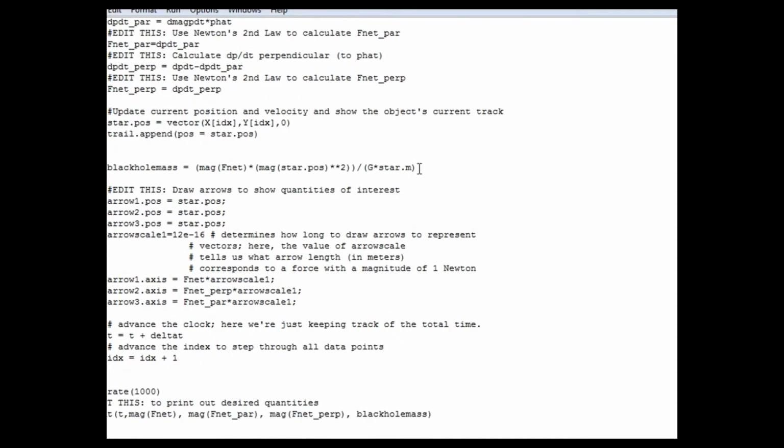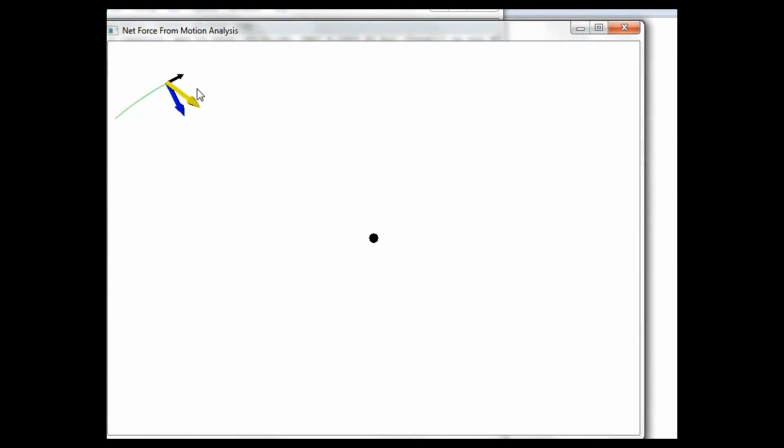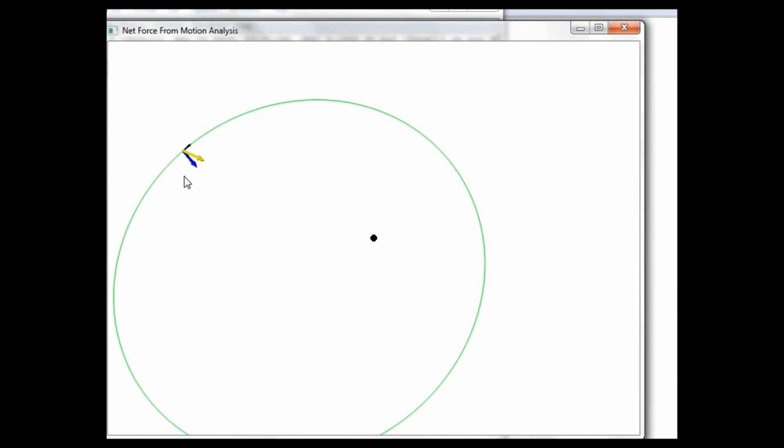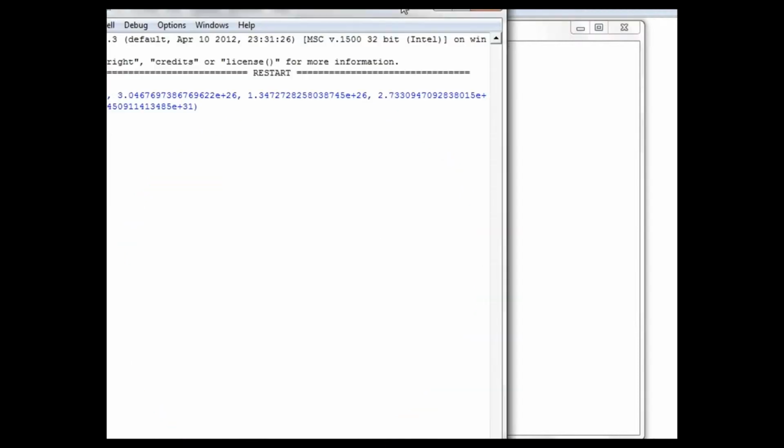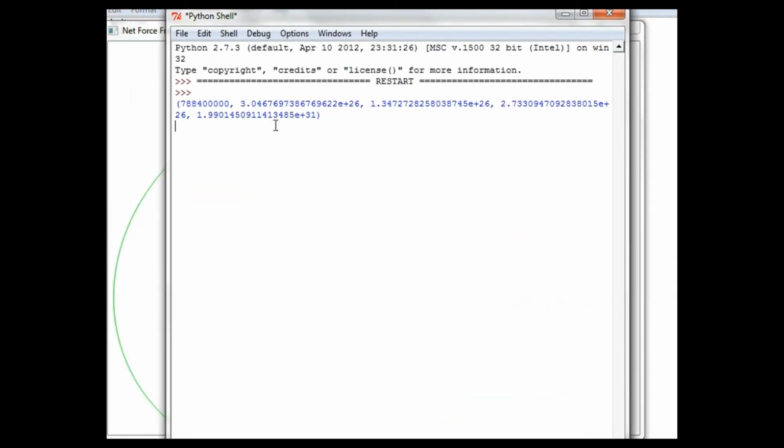And if we run this module, we end up with this, where the black arrow is the parallel force, the yellow is the complete net force, and the blue arrow represents the perpendicular force. And this mass was determined to be 1.99 times 10 to the 31st kilograms.